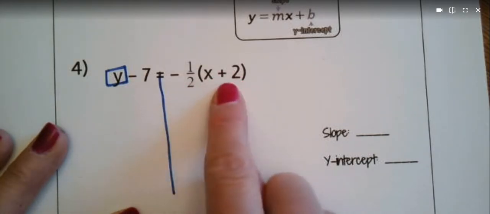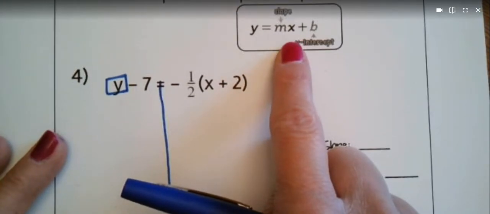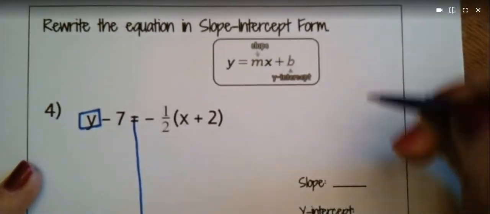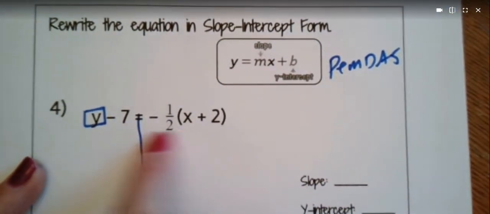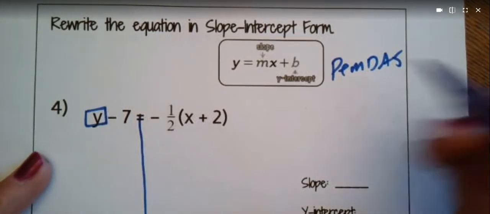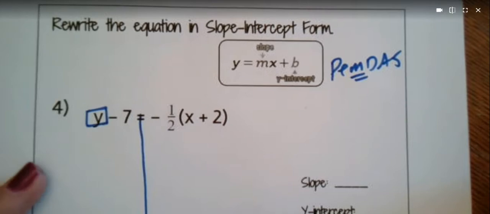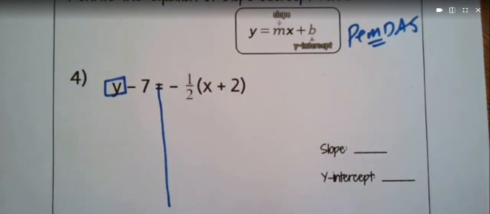Do you see how we have distributive property? There's parentheses. There should be no parentheses in our final answer here when we convert to this form. So we want to get rid of these parentheses. Also, think about PEMDAS. Okay, if we're simplifying this here, we don't want to add or subtract until we've multiplied. Multiplication is going to come first. So I want to do the multiplication here in the distributive property before I do anything else.